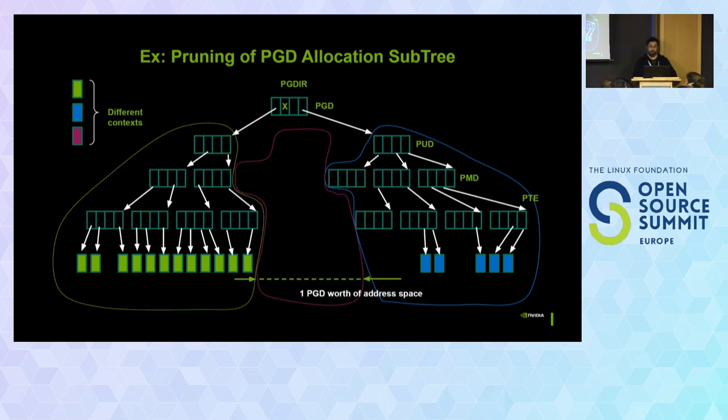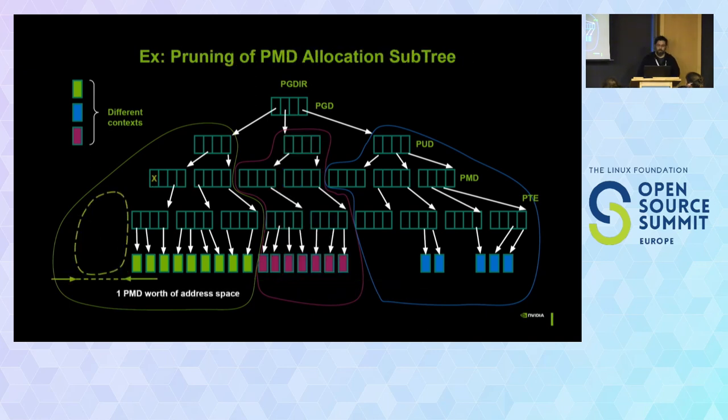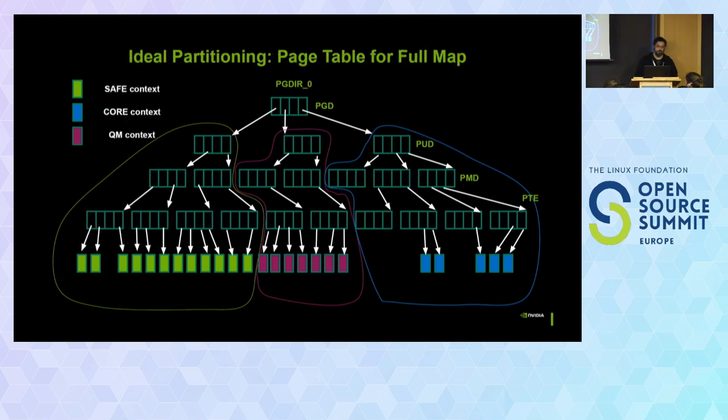For example, if I remove the subtree which maps the safe memory from the QM context, the QM context will never be able to reach those pages. And similarly, this can be applied also to a portion of the subtree. Yeah, that's just the representation of what I said.